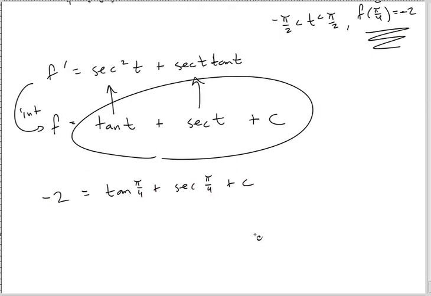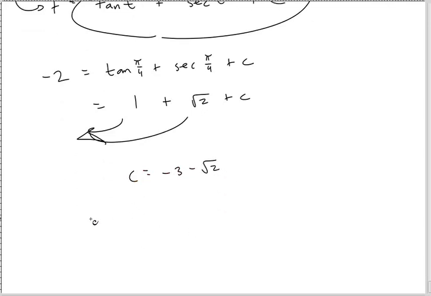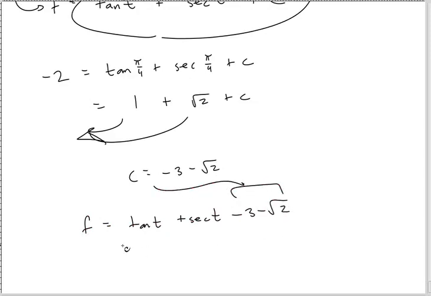Solve for c. Well, my tangent of pi over 4 is a 1, and my secant of pi over 4 is basically a square root 2. And so I move these guys over to the other side. C is equal to negative 3 minus the square root of 2. And so then my original f is tangent t plus secant t minus 3 minus the square root of 2. This was my c right here that I just found.